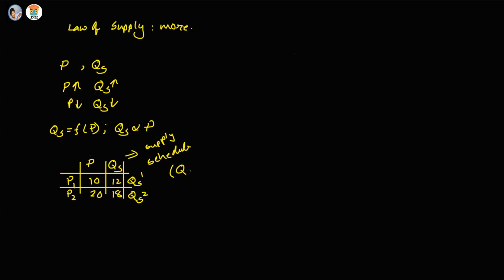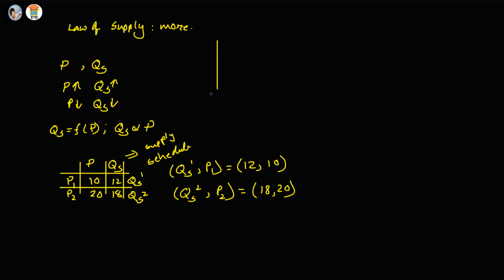Here we can have 2 points. The first point, QS1 and P1, will be equal to 12 quantity supplied and price 10. And the second point, QS2 and P2, will be equal to 18, 20.